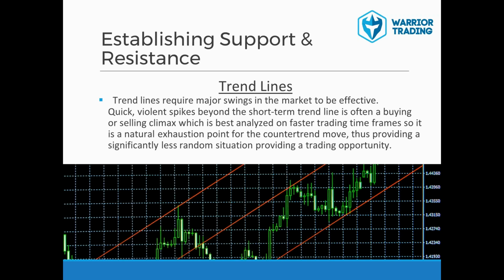All right, trend lines. Trend lines require major swings in the market to be effective. Quick, violent spikes beyond the short-term trend line are often a buying or selling climax, which is best analyzed on faster trading time frames. It is a natural exhaustion point for the counter trend move, thus providing a significantly less random situation, providing a trading opportunity.